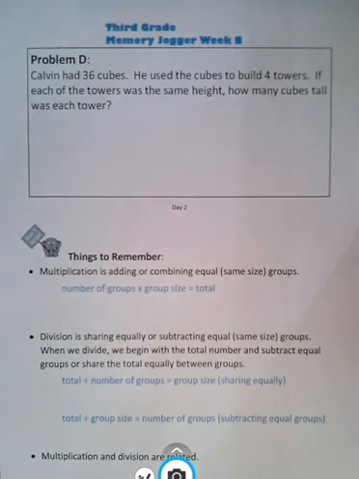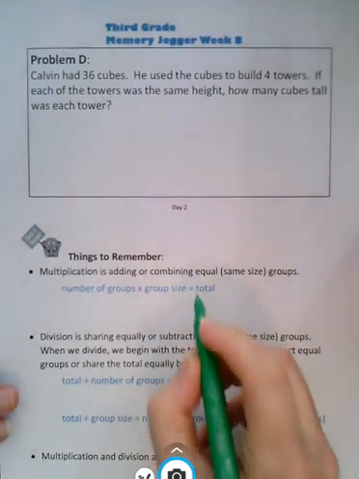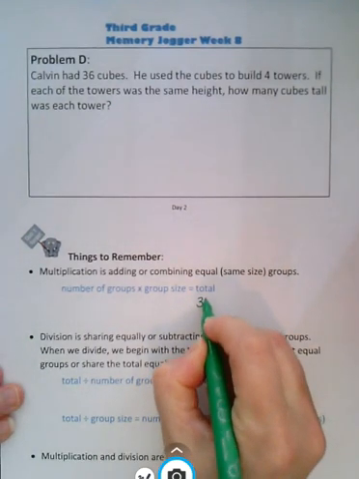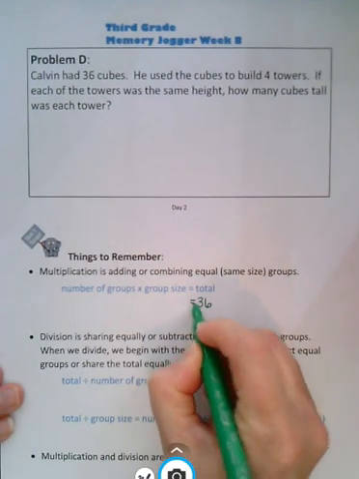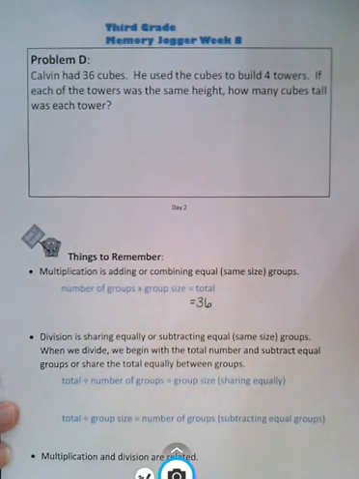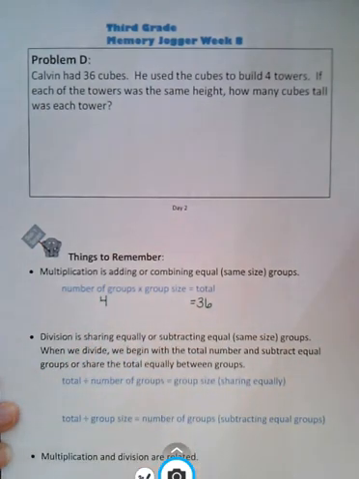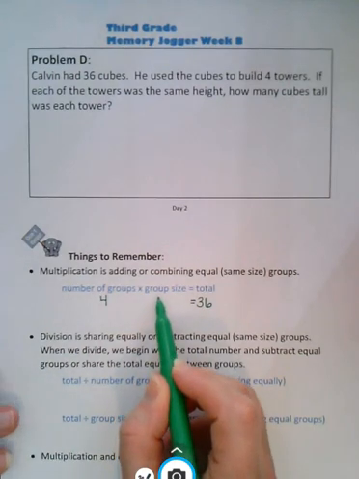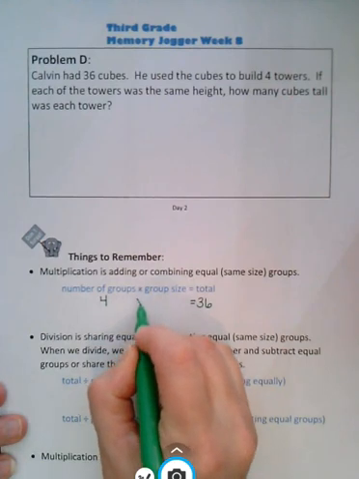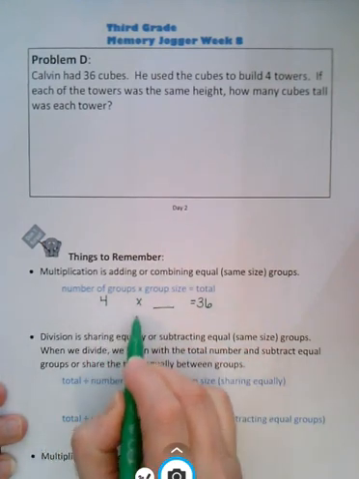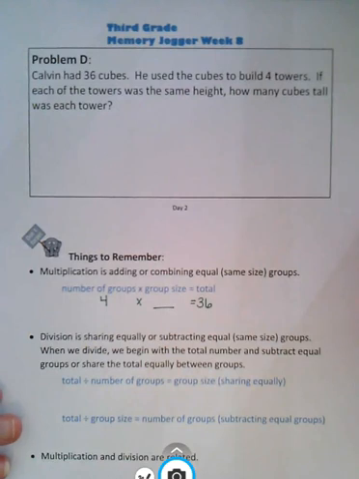So what we know is that Calvin had 36 cubes. That is the total. I'm going to begin here by recording the total as 36 cubes. He used the cubes to build 4 towers. So we know the number of groups because we know the number of towers. There are 4 groups. If each tower was the same height, that's group size, how many cubes were in each tower? So what we know is that 4 times something is going to equal 36.